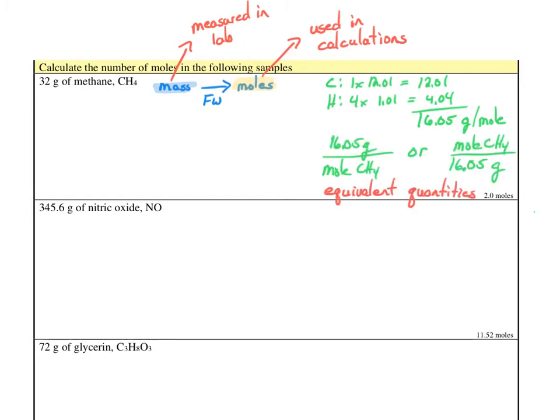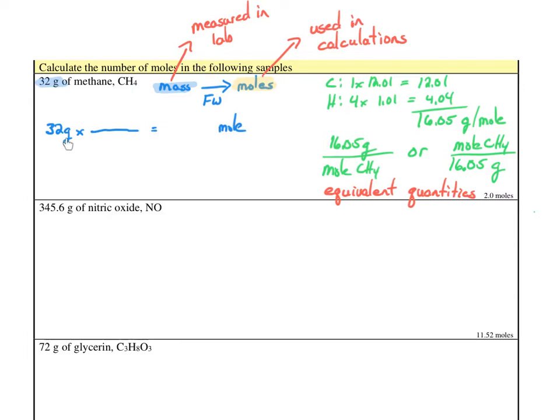Here are our 2 conversion factors. As always, we see that there are equivalent quantities in the numerator and the denominator. Saying we have 16.05 grams is equivalent to saying we have a mole of methane. A mole of methane is equivalent to 16.05 grams. Now we look at the measured number in the statement of our question. We want to convert 32 grams to moles.